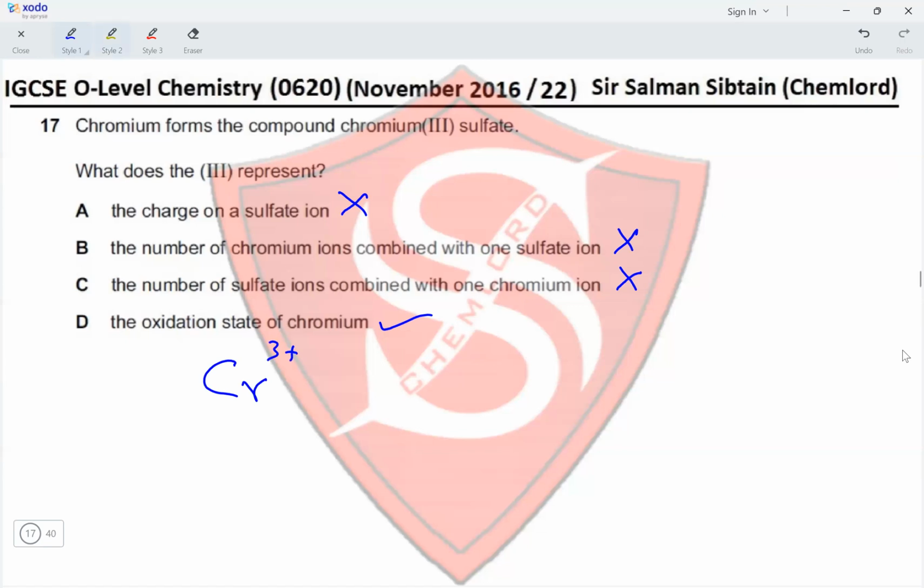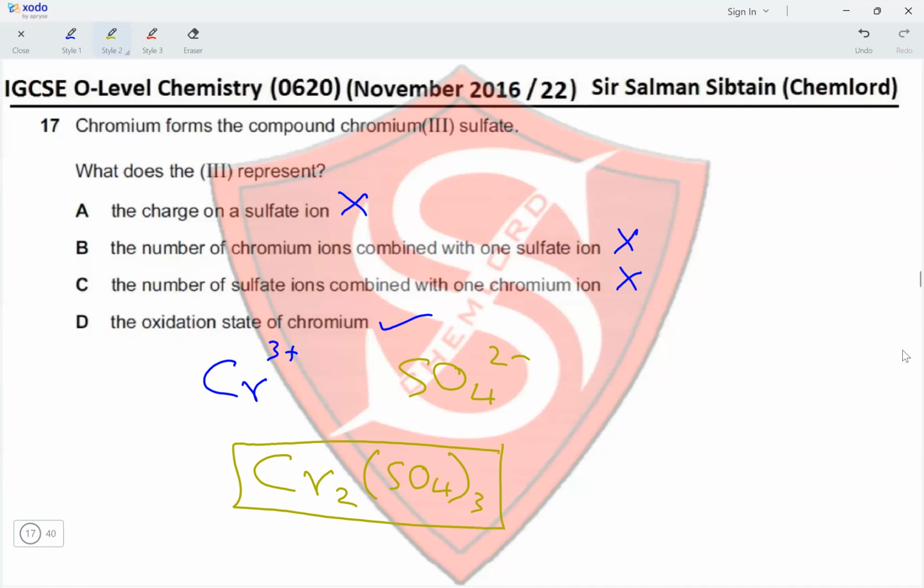And since sulfate has an SO4 2- ion, the formula of chromium sulfate would be Cr2(SO4)3. And according to this, option B said the number of chromium ions combined with one sulfate ion is 3. That is incorrect. And option C says the number of sulfate ions combined with one chromium ion is also incorrect because there are 3 sulfate ions combined to 2 chromium ions. Therefore, the correct option for this question is option D.